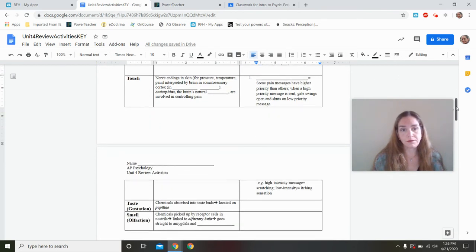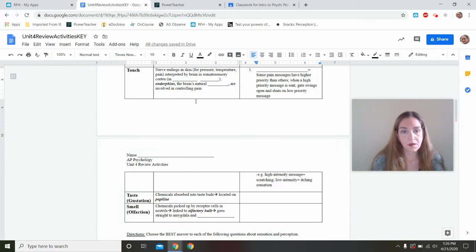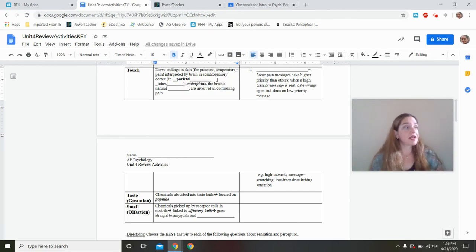Moving on. Touch. There are a variety of aspects of touch: pressure, temperature, pain. This is interpreted in the brain in the somatosensory cortex. The somatosensory cortex is going to be right in the front of the parietal lobes. It backs up to the frontal lobes and the motor cortex so that if I feel something, I can respond to it very, very quickly because they're so close together.